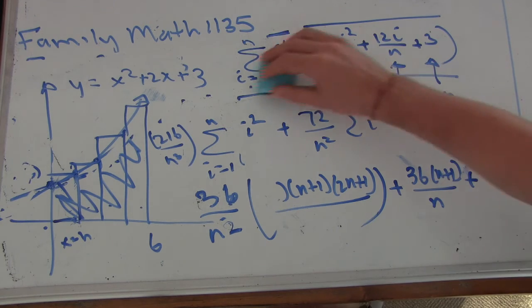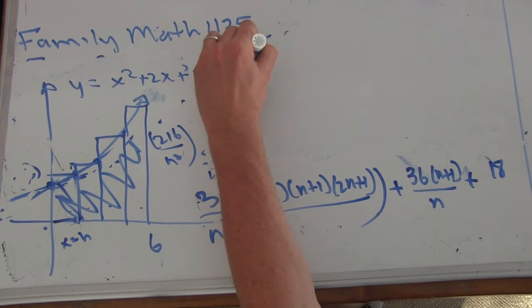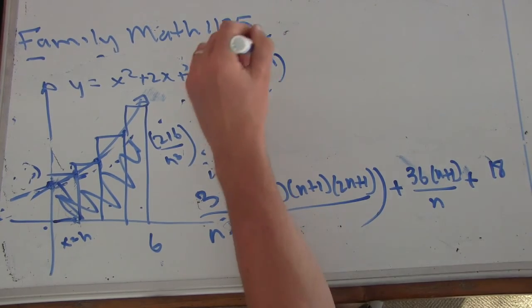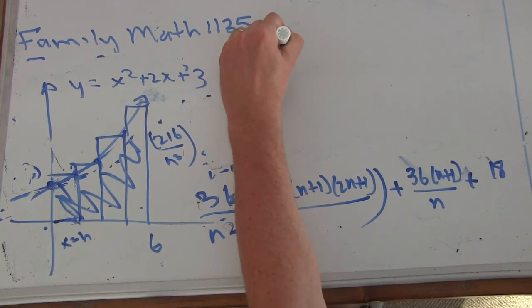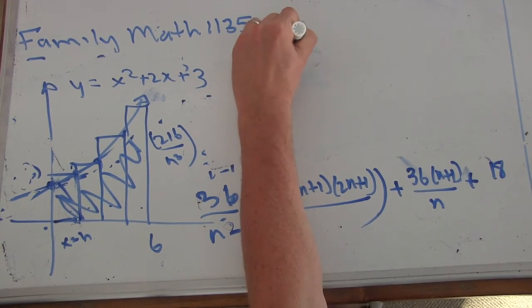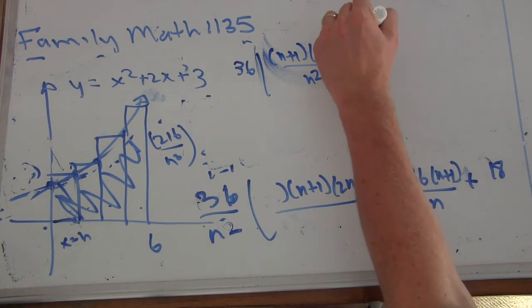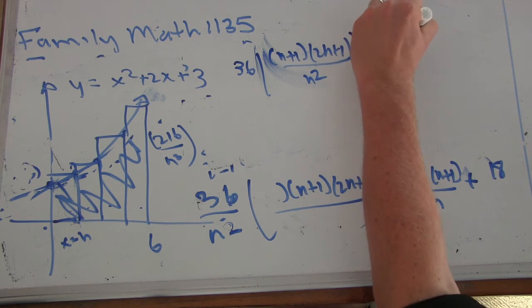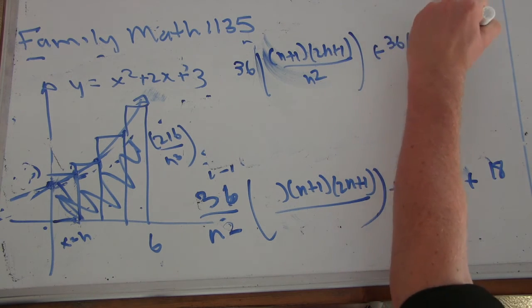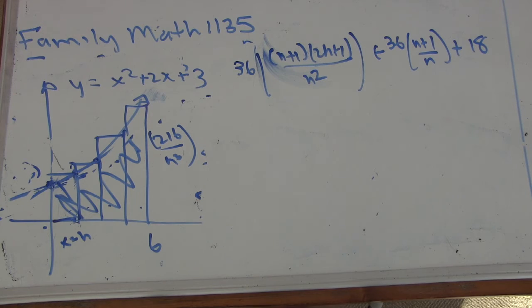So now I have an expression: 36 times n plus 1 times 2n plus 1 over n squared, plus 36 times n plus 1 over n, plus 18. And that's when I have n rectangles. So what do I want to do now? Go to infinity and get the closest approximation possible.